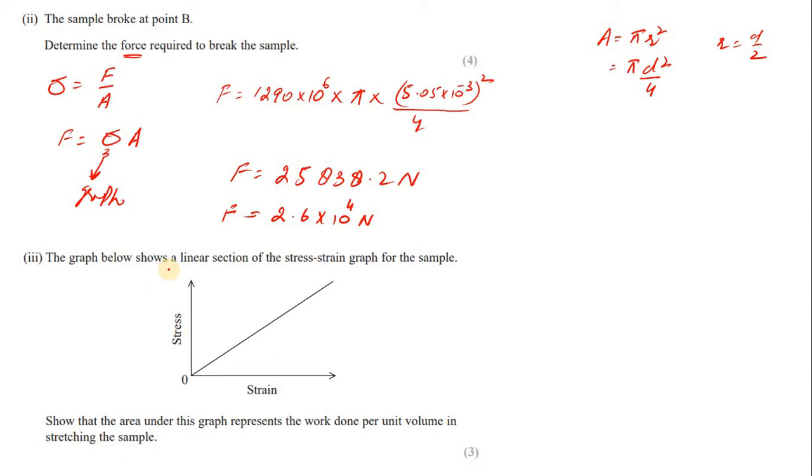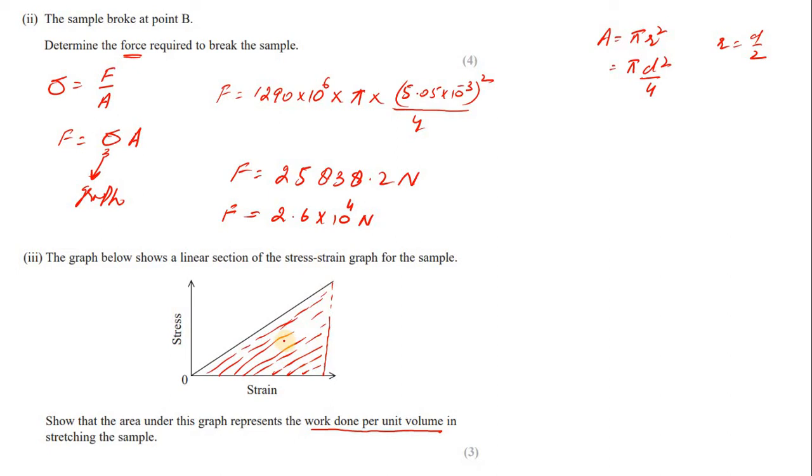Part 3: the graph below shows a linear section of a stress strain graph for the sample. Show that the area under this graph represents the work done per unit volume in stretching the sample. So basically, in the stress strain graph, if you find the area under the graph, this area is the work done per unit volume. That's what we need to show: energy stored per unit volume, or work done per unit volume. We need to prove that the area is work done per unit volume, and remember, work done is energy. So how do we start?